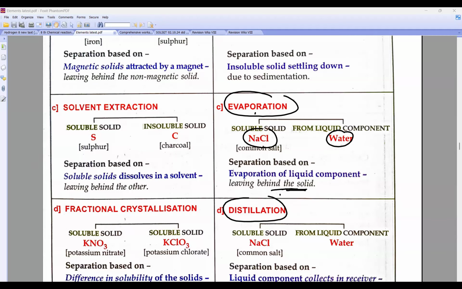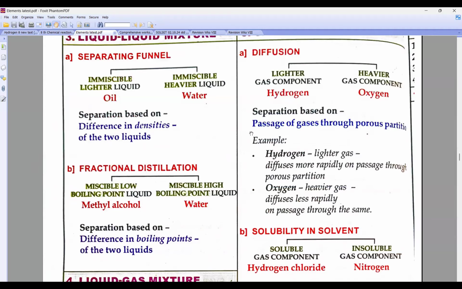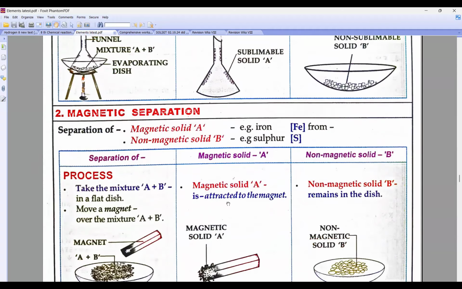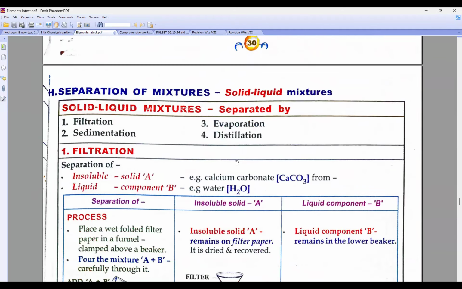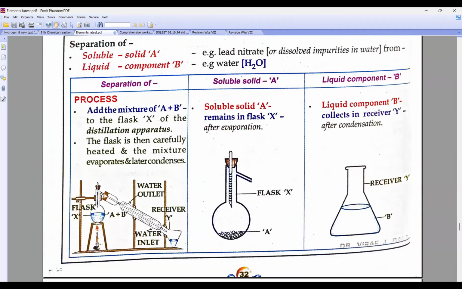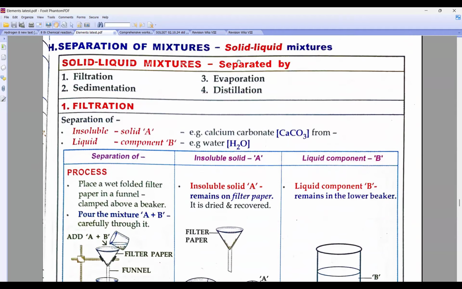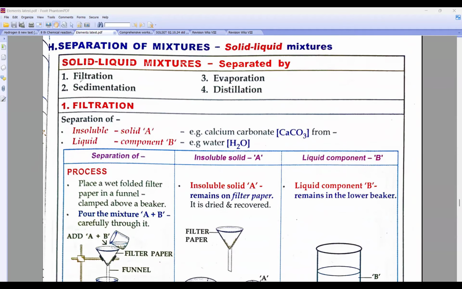So now I'm going to go for solid in liquid. In solid in liquid, which was the first one we did? Filtration. First we did filtration. Then we are doing this solid in liquid. In filtration, what is there? Calcium carbonate and water.